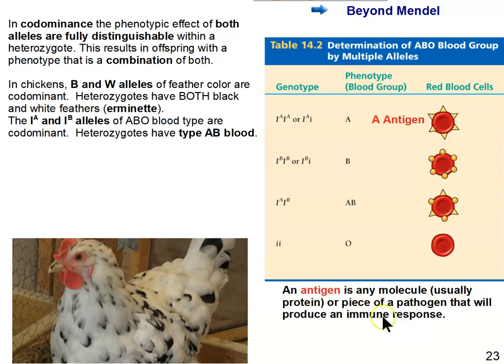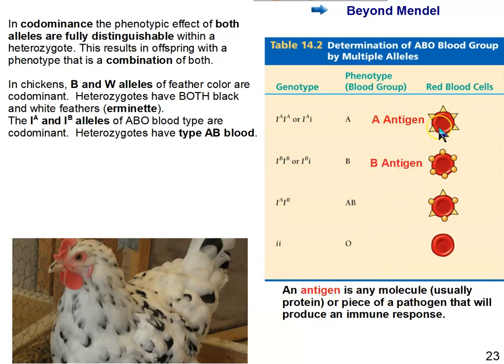So an antigen is any molecule, and it's usually a protein or a piece of a pathogen, that will produce an immune response. We came across this word back when we were studying bacteria and viruses too, because a vaccine, what you're injecting, always, to vaccinate someone against a virus or a bacteria is a part of that virus or a part of that bacteria, an antigen that will produce an immune response. So an antigen is anything that will produce an immune response.